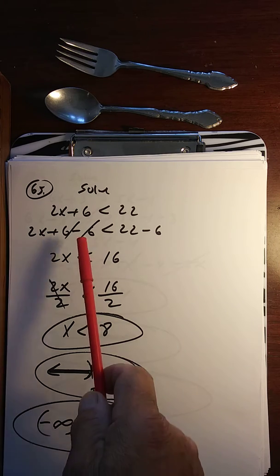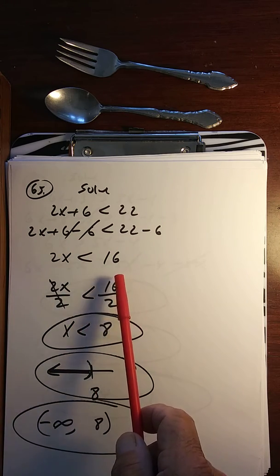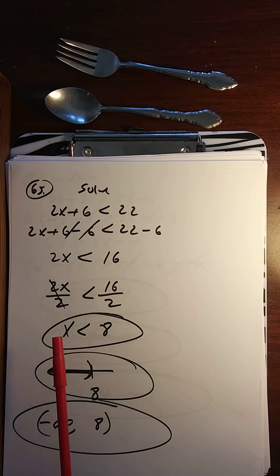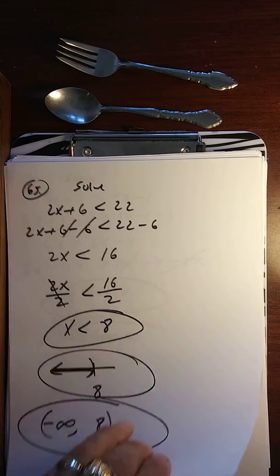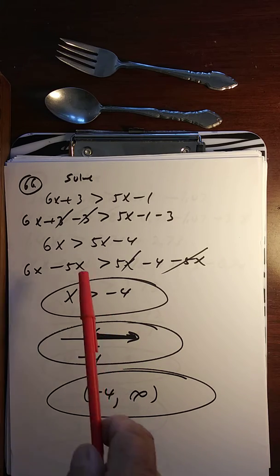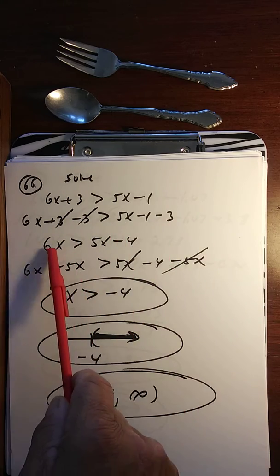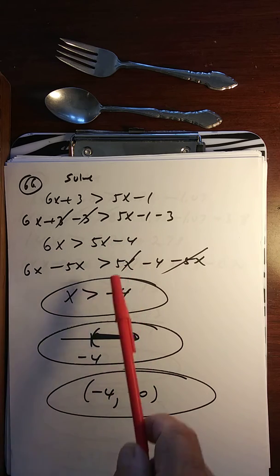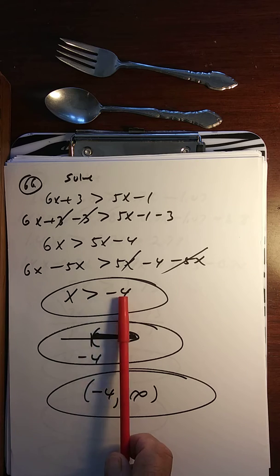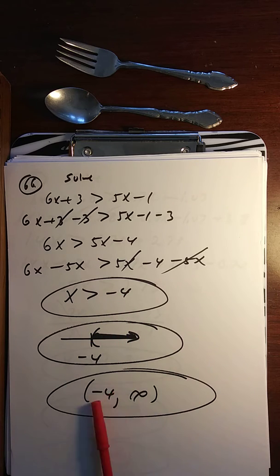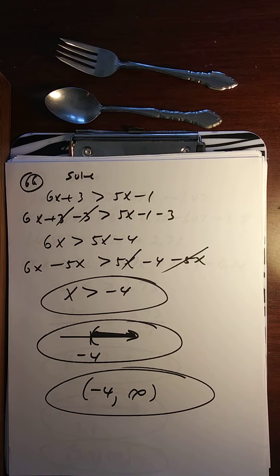Solve this. -6 minus 6, 2x is less than 16. Divide by 2, so x is less than 8, or from negative infinity to 8. Solve this. -3 minus 3 on both sides, 6x is greater than 5x minus 4, minus 5x minus 5x, 6x minus 5x is 1x, greater than -4, so from -4 this way, or from -4 to infinity.